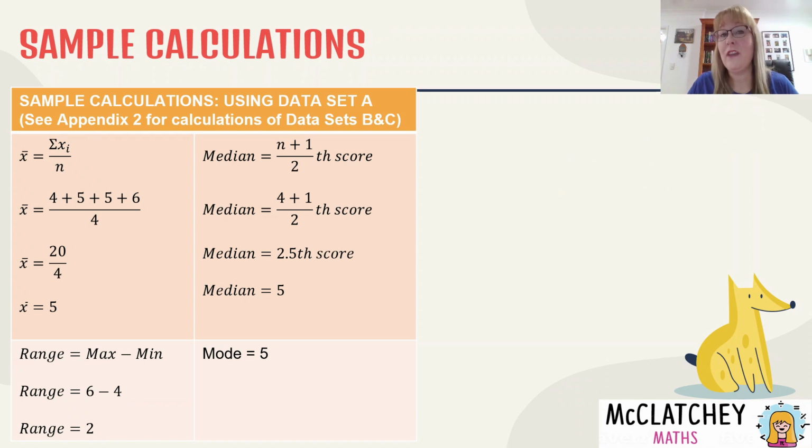Here is another way that you can actually set up your calculations if you've got lots of calculations in a table. Notice again there is a reference to the location of all the additional working in Appendix 2 for data sets B and C, so it's very precise as to what's been calculated and where it is.